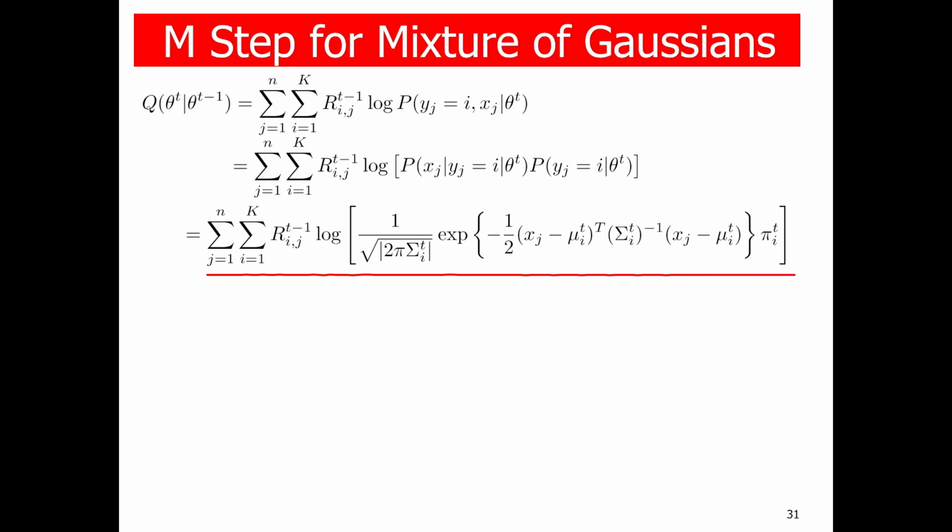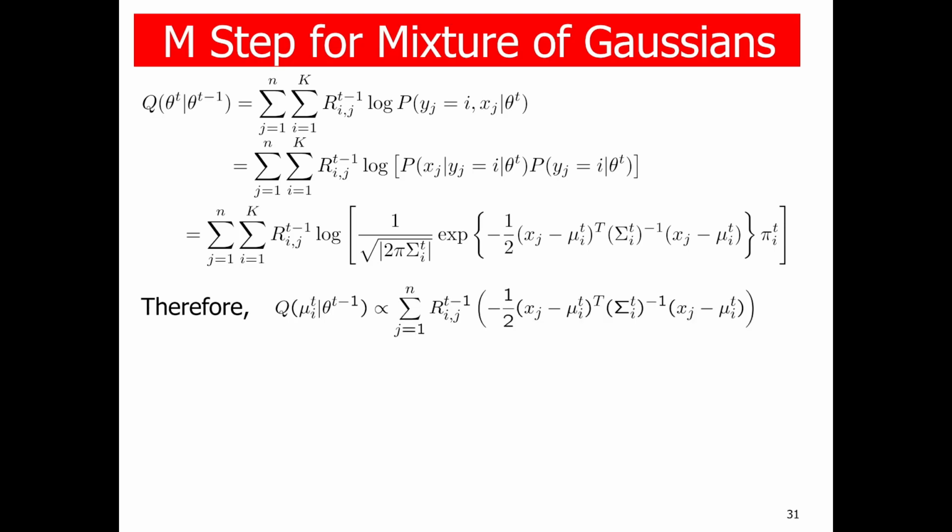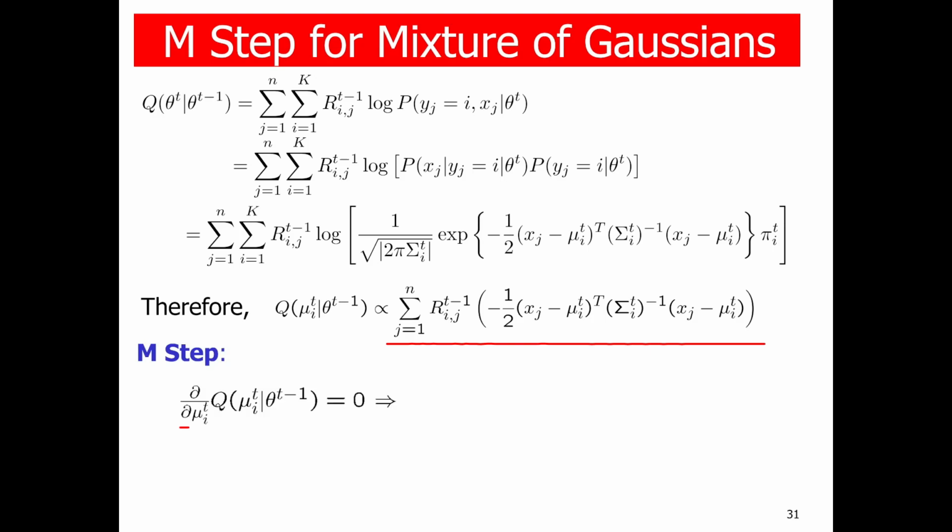We will need to maximize this in parameters theta t. That is, we need to maximize this in mu t, sigma t, and pi t. Let's maximize this in mu t first. Because of this log function, many terms here will be just constant in mu t, and we can ignore those. Then our objective function will be just this. In the M step, we need to calculate the derivative of this with respect to mu t and find that mu when this derivative is 0.